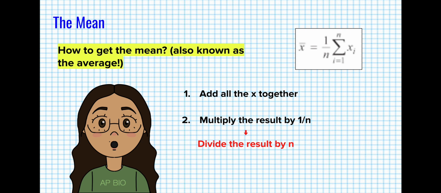The mean, how to get the mean, also known as the average. This is our equation for the mean, which might look messy, but it's very simple. Step 1, add all of the x together, which means every result in a data table. Step 2, multiply the result by 1 over n, which is the same thing as dividing what you got in step 1 by n. The result from division is the mean or average of the given dataset.